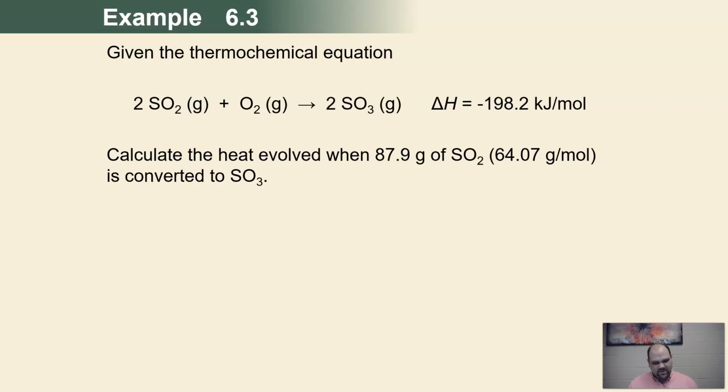All right, let's do a quick example and we'll be done with this video. We have this reaction here, 2 moles of SO2 plus a mole of oxygen give us 2 moles of SO3. We have a change in enthalpy of negative 198.2 kilojoules per mole. A couple things I want to point out before we even get started. Delta H is negative. Right? So is that endothermic or exothermic? If the energy of the system is going down, that means that the system is giving off energy, which makes it exothermic.